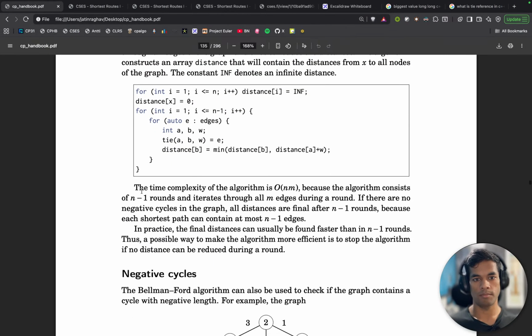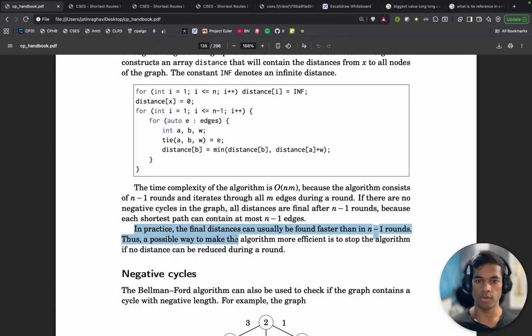And implementation, the time complexity of the algorithm is big O of nm, which is very bad because the algorithm consists of n minus 1 rounds and iterates through all m edges during a round. If there are no negative cycles in the graph, all distances are final after n minus 1 rounds, because each shortest path can contain at most n minus 1 edges. Makes sense.